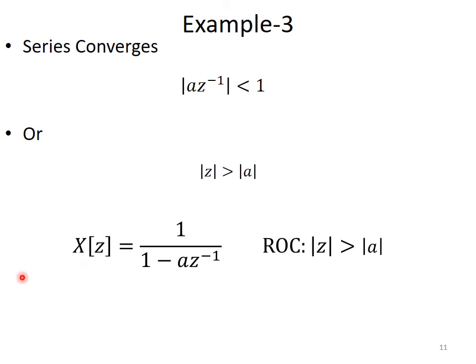So X of z would be equal to 1 upon 1 minus a into z power minus 1, and the region of convergence is magnitude of z should be greater than a. So as long as the magnitude of z is greater than a, the X of z would have a finite value.